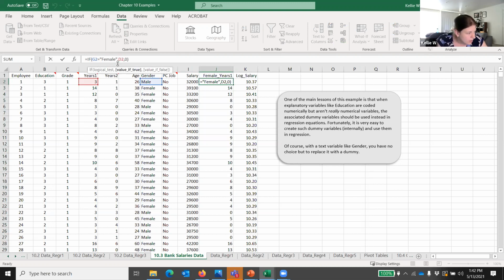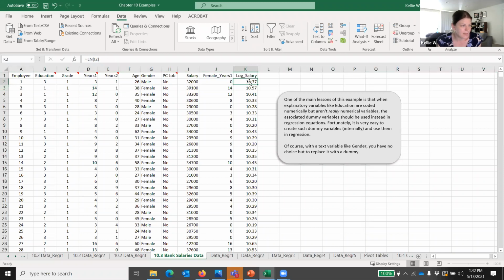If the gender is female, then use the value in D2, otherwise say 0. So they created this variable so that it zeroes out any employee who's not female. And then the log salary is the natural log of the salary. I think we'll get into why they did that later, but these two are calculated variables. So this was the original data.